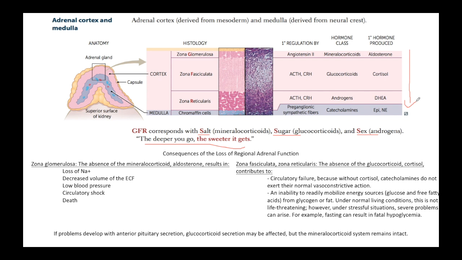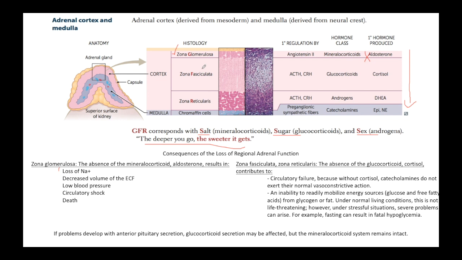So a little bit more about why this is important. There are some consequences if adrenal function is lost. Say, for example, if there is loss of function within the glomerulosa, this area here, you will have an absence of aldosterone, and that can result in loss of sodium and decreased volume of the ECF. Because of that, low blood pressure, circulatory shock, and all of that can lead to death.